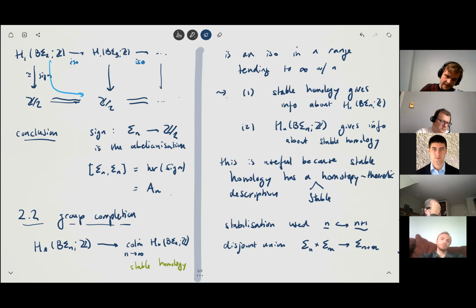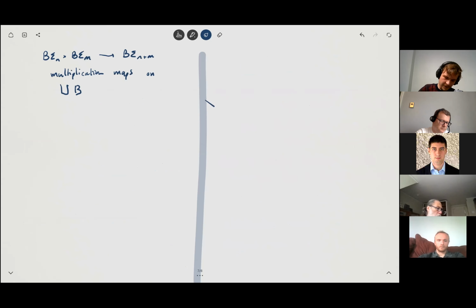Now, that induces a map on classifying spaces. And you should think of these as multiplication maps. But not multiplication maps on just these individual symmetric groups, the domain and the target wouldn't line up, but as multiplication maps on the disjoint union over all n of the classifying space of the symmetric group. Now, why do I call them multiplication maps?